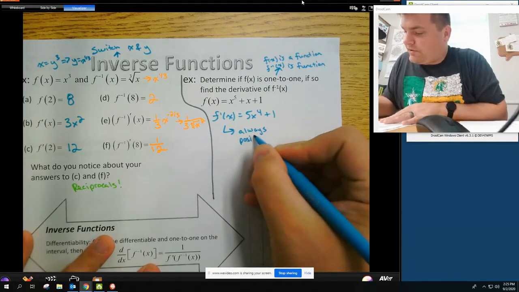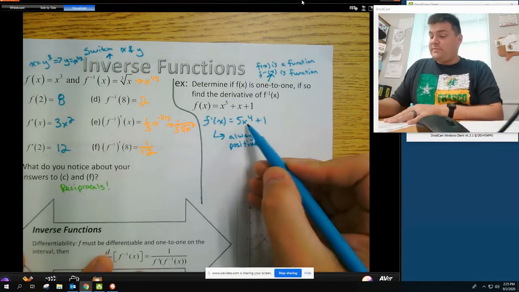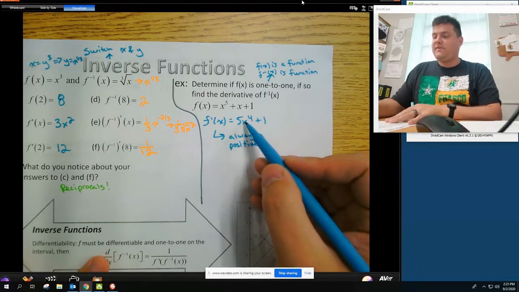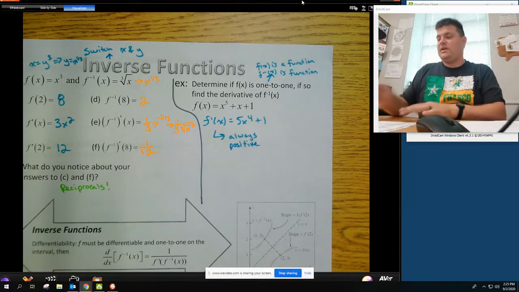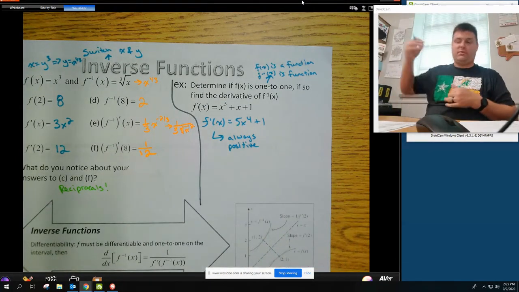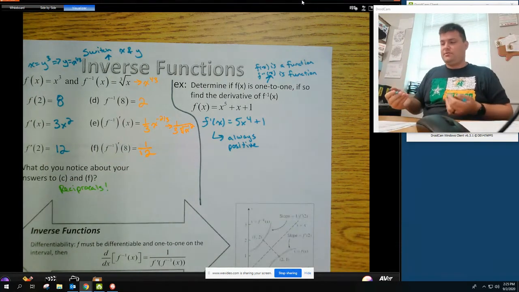How do you know that, Coach Meidenbauer? Well, let me tell you. Since this is a 4th power, that's always going to be positive. So no matter if we plug in a negative value, it's always going to spit out a positive value. And then since we're adding more numbers, it's going to make a positive number even more positive. So this is always positive. So since it's always increasing, it is 1-to-1.